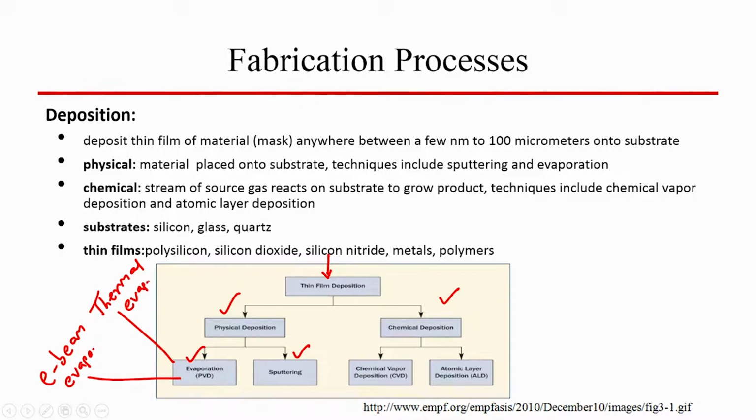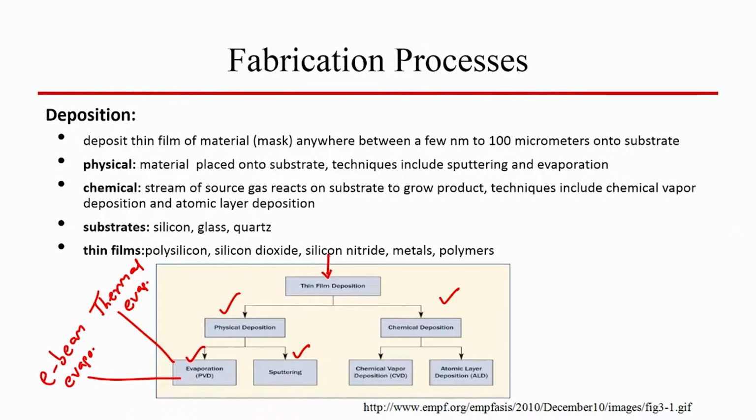One technique is electron beam evaporation, the second technique is called thermal evaporation, all right. And sputtering is a mechanical way of dislodging the atoms and depositing a film. We will discuss sputtering, e-beam and thermal in detail in a few modules.